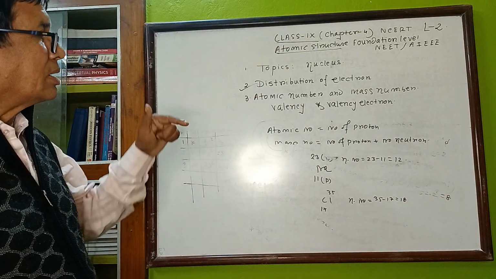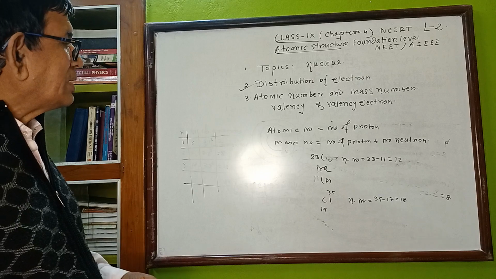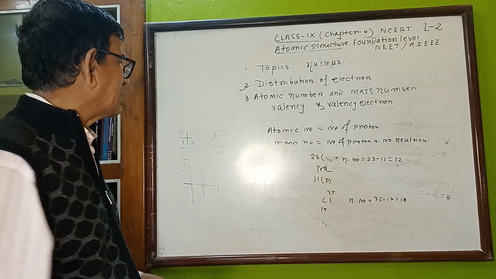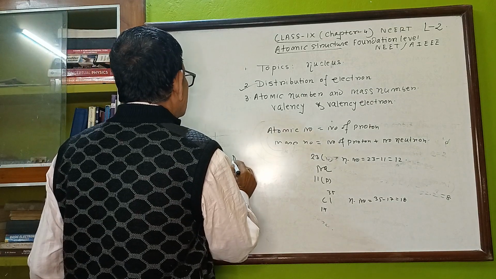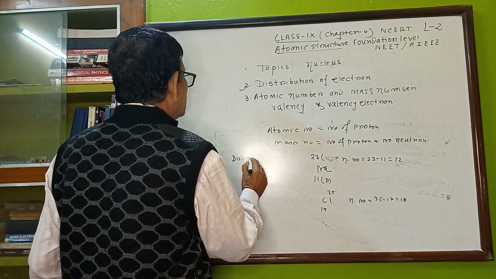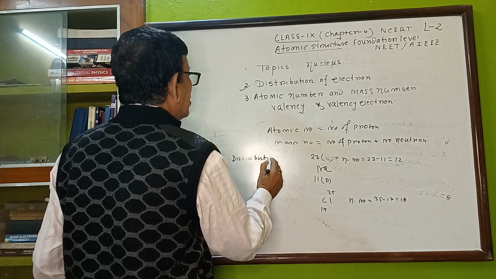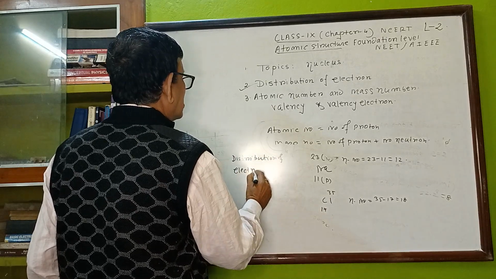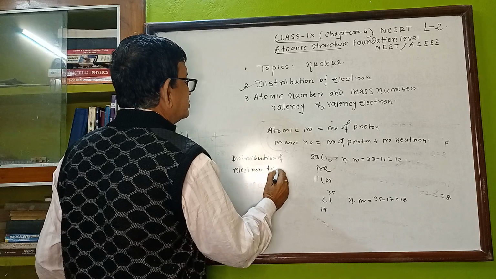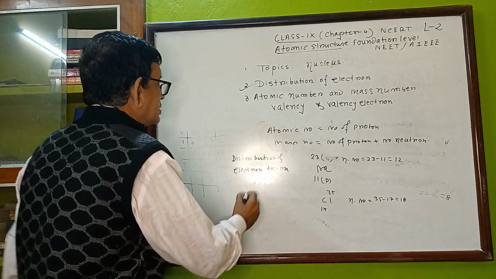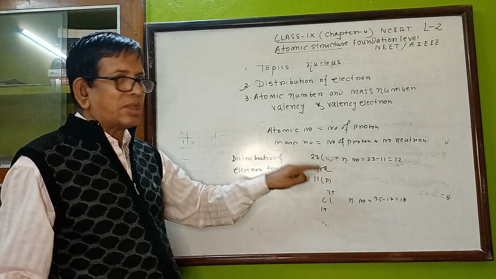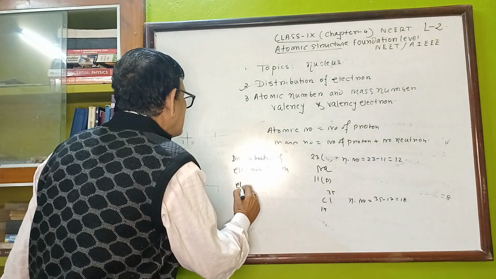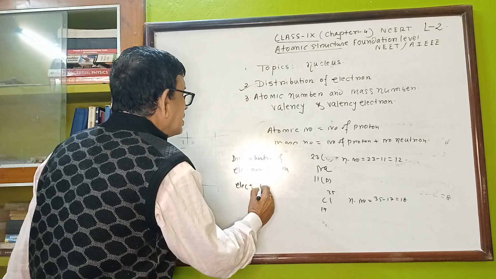So now I am giving an example of how electrons are distributed for these two atoms. Distribution of electrons for sodium and chlorine. Distribution of electrons for sodium. Clear? How many electrons are there? I have already told you number of protons equals number of electrons. So electron number equals 11.